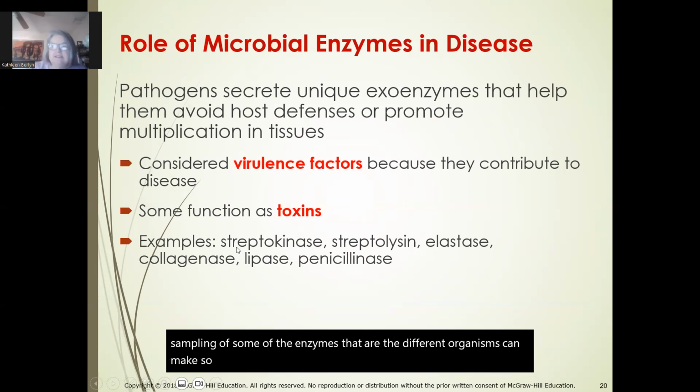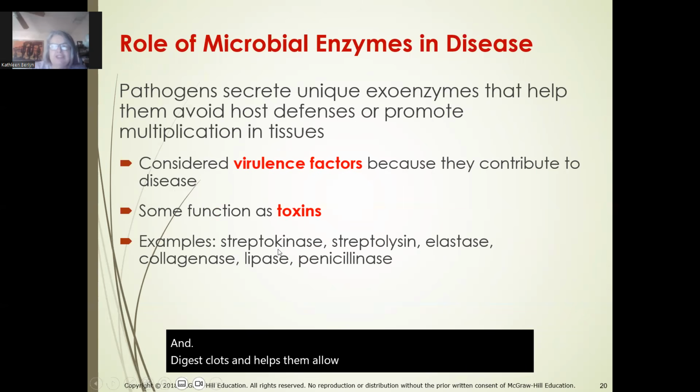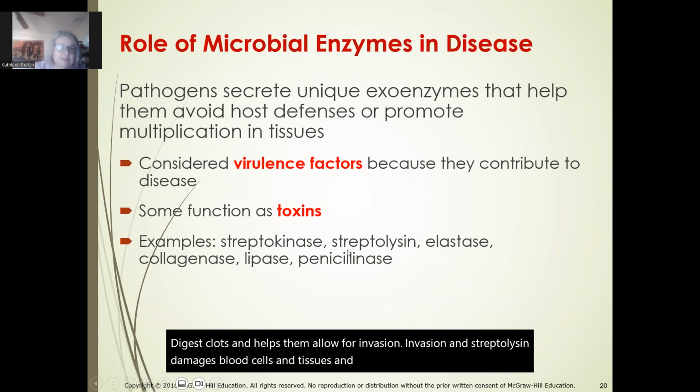So streptokinase digests clots and helps allow for invasion, and streptolysin damages blood cells and tissues. And it's also why we see beta hemolysis when we grow this on a blood agar plate. These are both made by Streptococcus pyogenes, the cause of strep throat.